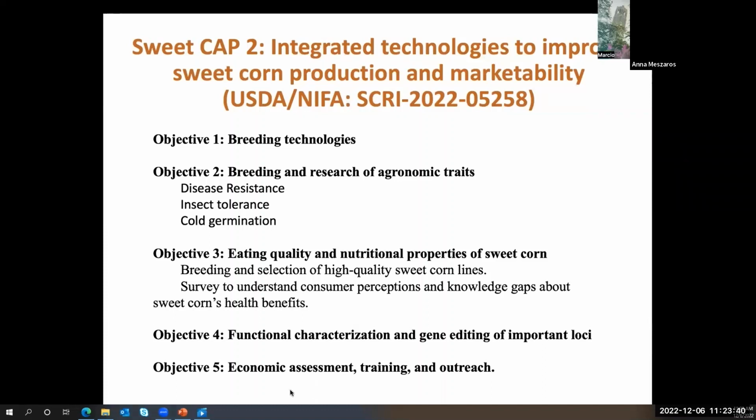Then the fifth objective, we have Paul Mitchell in the group. He is an economist, and a lot of it will be an economic assessment of micro and macro market pressures and price volatility, and really how sweet corn markets are changing over time.